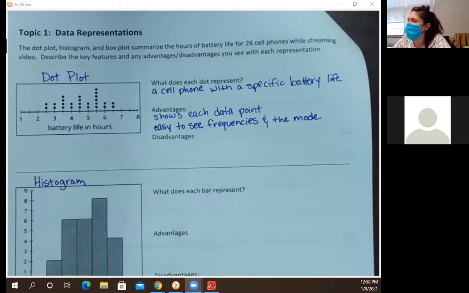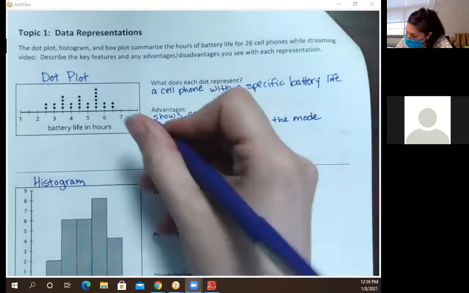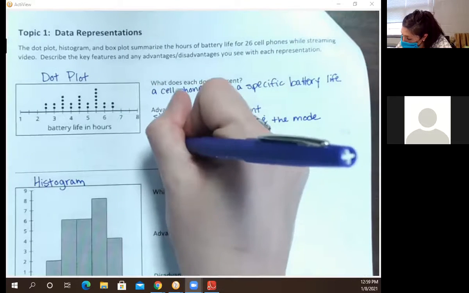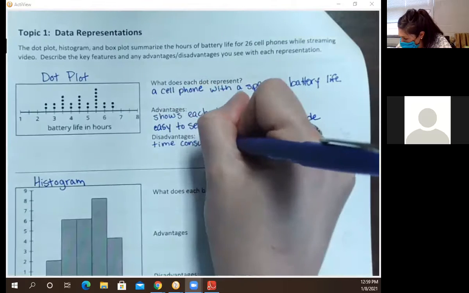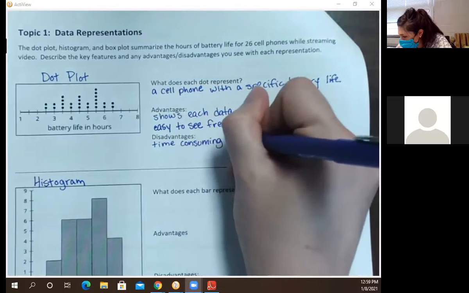There are a couple disadvantages to dot plots. One, particularly if I have a lot of data, it could take a long time to make a dot plot. If I have 100 data points, that means I'm going to have to plot 100 dots. That could take a while. So it can be time consuming to create.